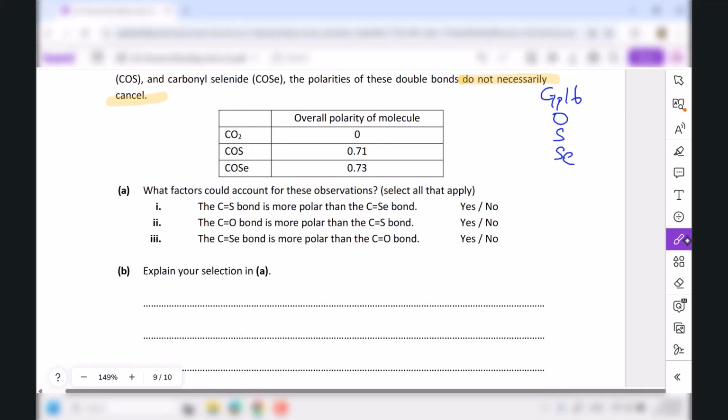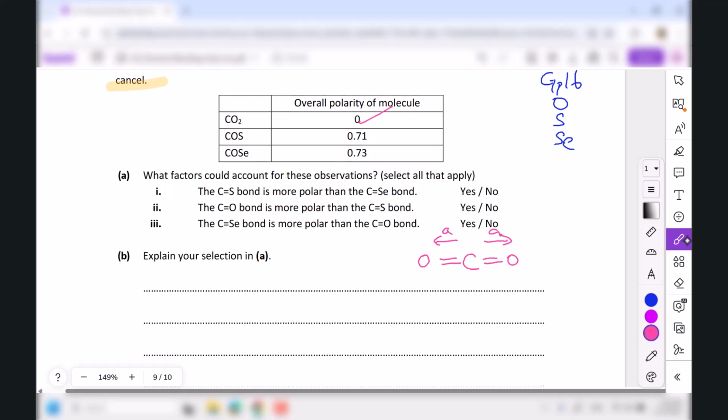Right, so I'm just going to sketch over here. Okay, CO2, so double bond O, double bond O. You know that the dipoles cancel out because if you resolve the vectors in both directions, they are equal in magnitude. So let's say we call this A and A, they cancel out. So that's why you end up with an overall polarity of 0.